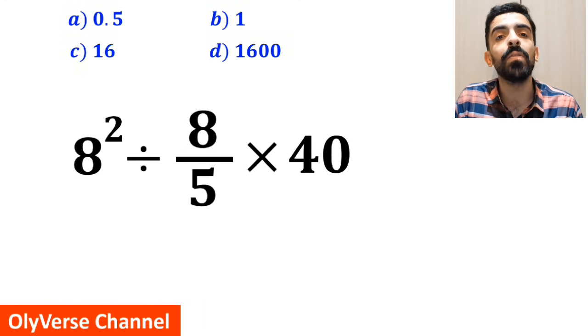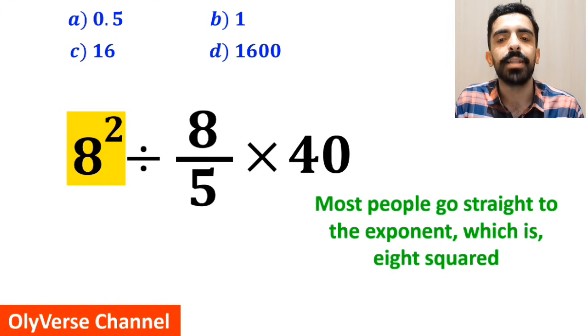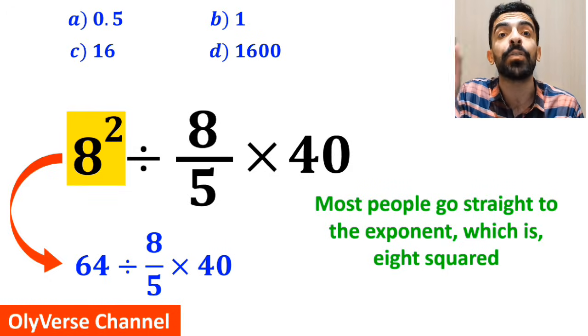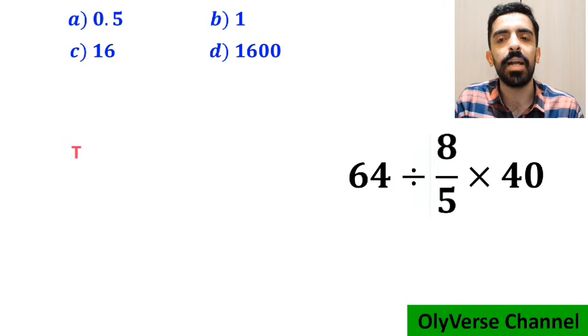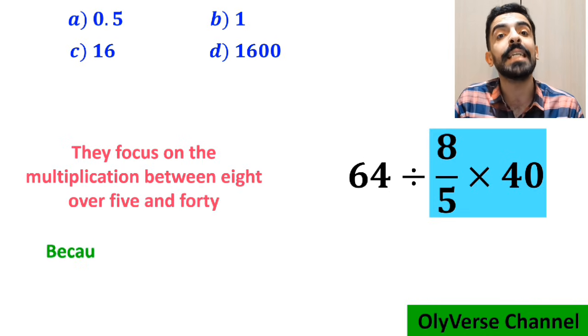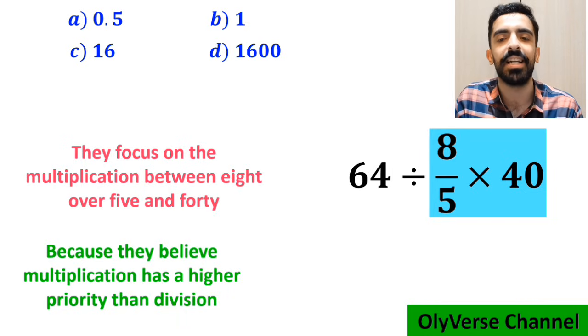And the first step to solve this question, most people go straight to the exponent, which is 8 squared, and write this expression as 64 divided by 8 over 5 multiplied by 40. And the next step, they focus on the multiplication between 8 over 5 and 40, because they believe multiplication has a higher priority than division.